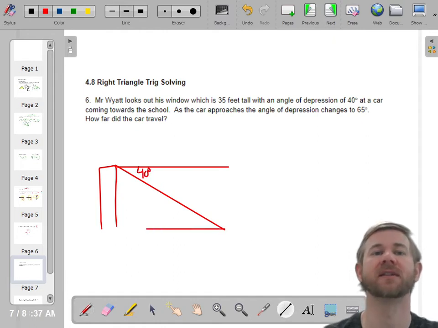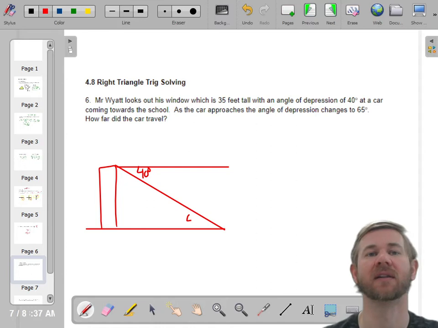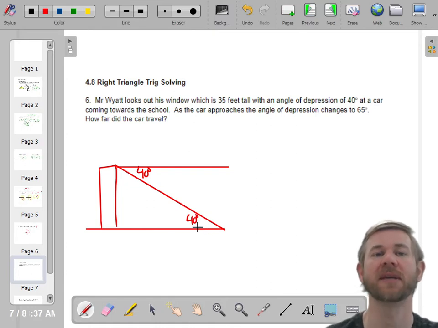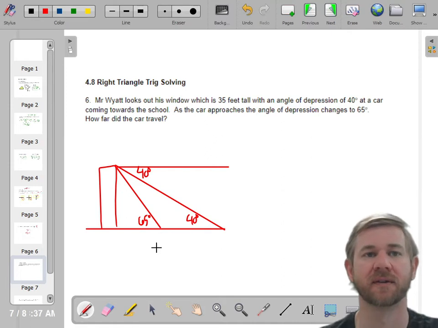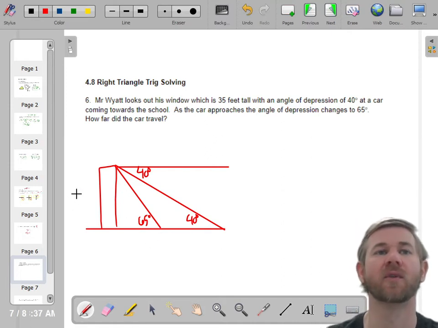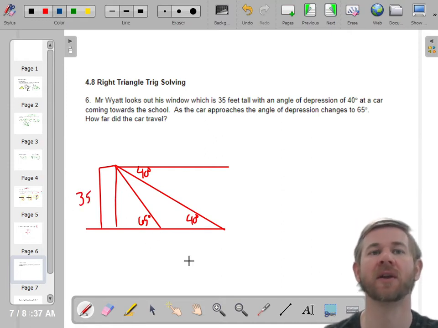Now, when you draw this, also realize that that is the angle of elevation of 40 degrees. The car is looking up at me at 40 degrees. And then again, I look down. So this angle is 65 degrees, which means this angle is 65 degrees. And my building is 35 feet tall. I want to know how far the car traveled, which is this distance.